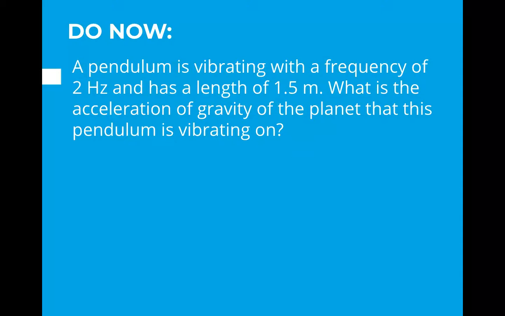So, do now for today. Today we're going to be talking about a new type of simple harmonic motion and a system which follows simple harmonic motion. But before we get started on that, you're going to try this do now as a nice warm up for today. A pendulum is vibrating with a frequency of 2 Hertz and has a length of 1.5 meters. What is the acceleration of gravity on the planet that this pendulum is vibrating?